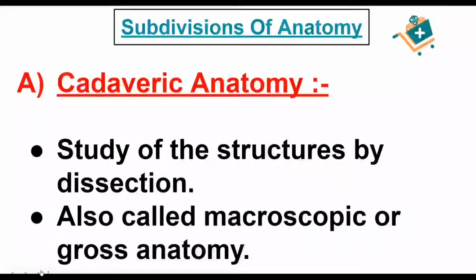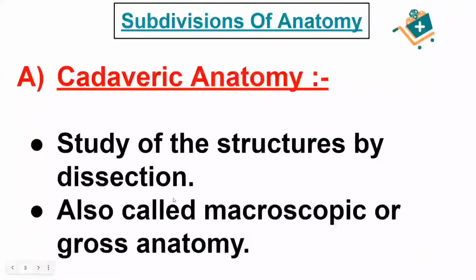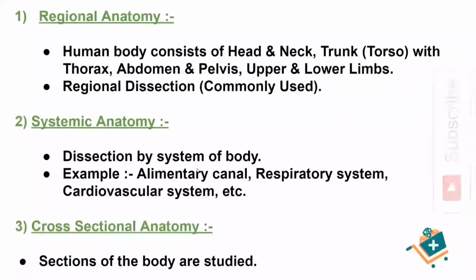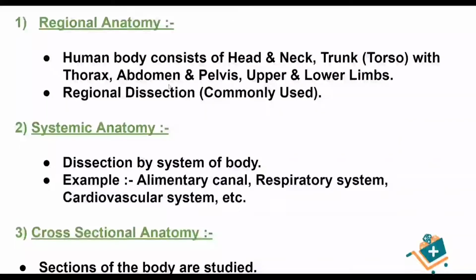Moving on to the next slide. There are some sections of the cadaveric anatomy: regional anatomy, systemic anatomy, and cross-sectional anatomy. Regional anatomy means dividing the body based on regions. Head and neck is one region. Trunk or torso contains the thorax and the abdomen together. And also pelvis is there. And then upper limb, lower limb.